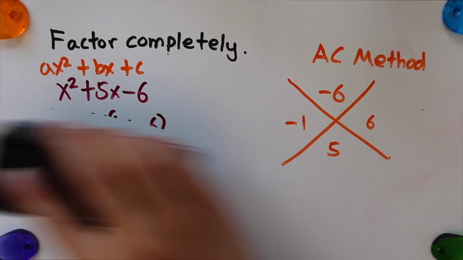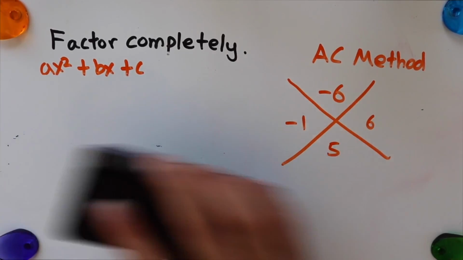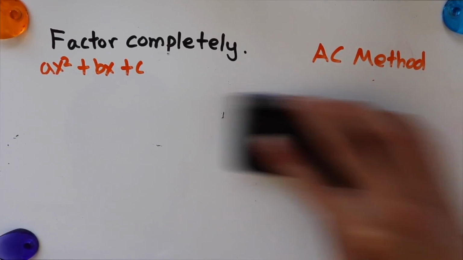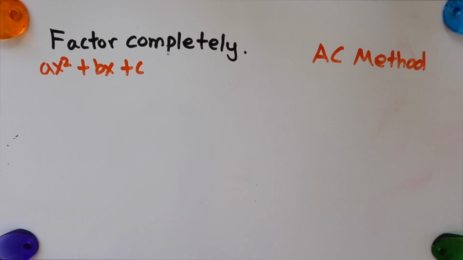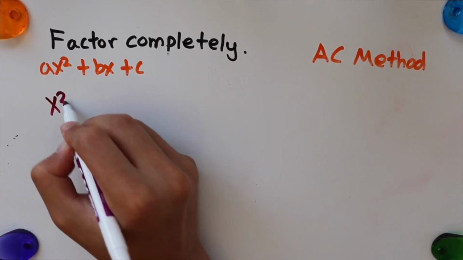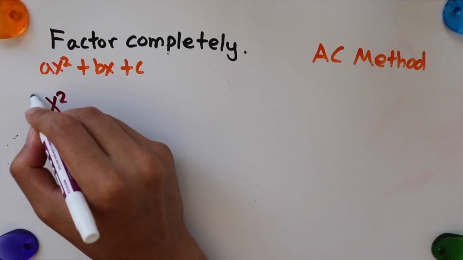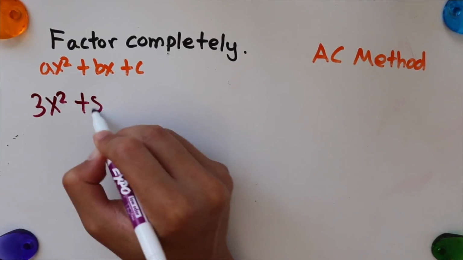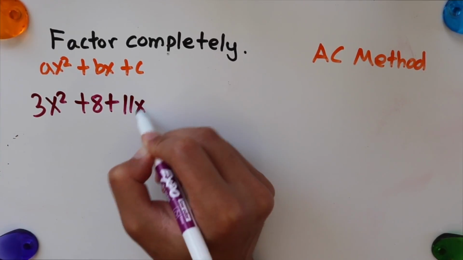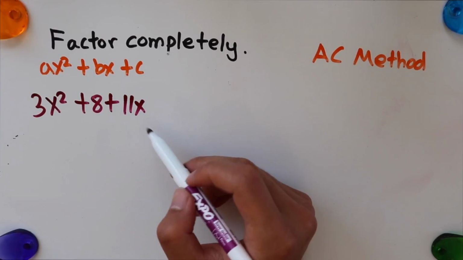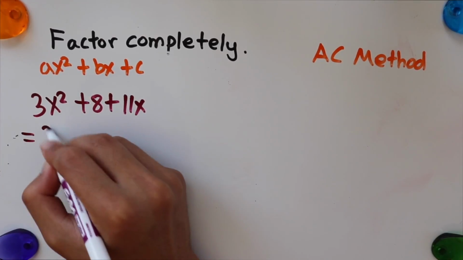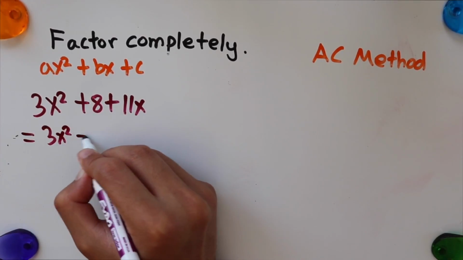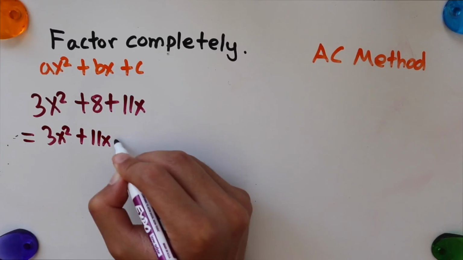Let's look at a second example. In this second example, we need to be a little bit more careful because now our quadratic expression is not in general form. So we're going to rewrite this in general form so that we know exactly what our a, b, and c is.